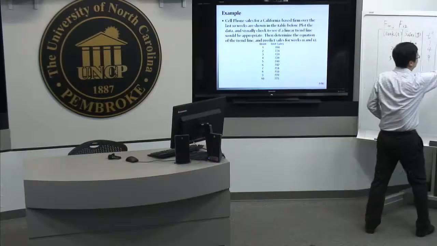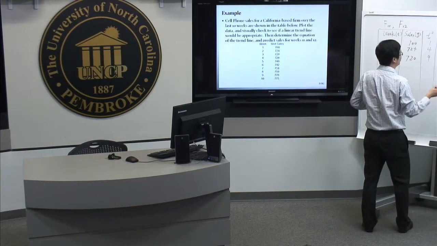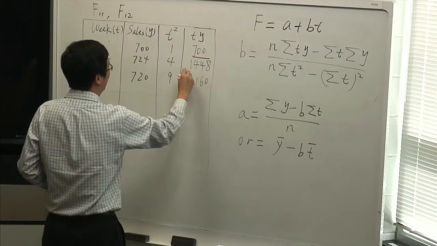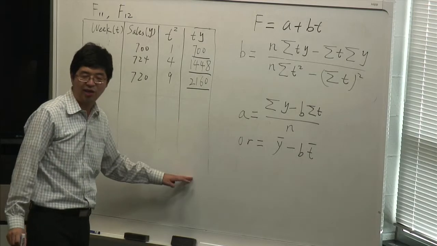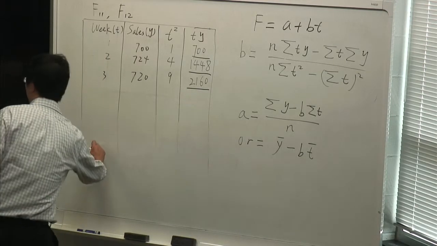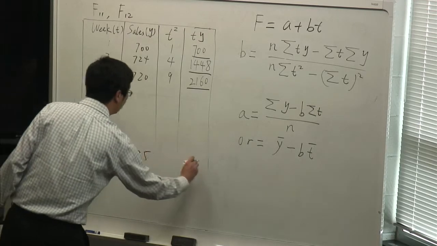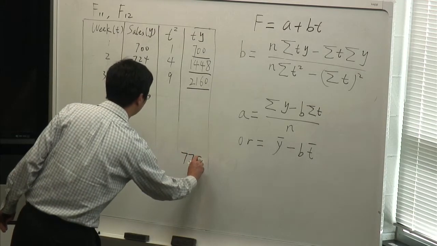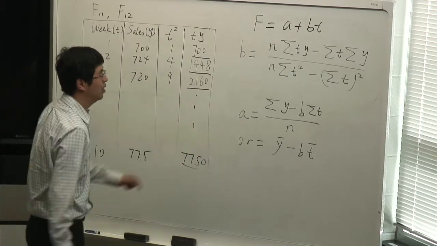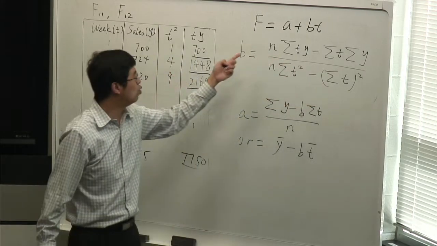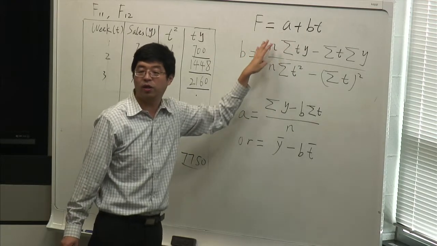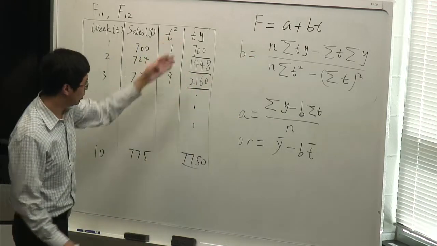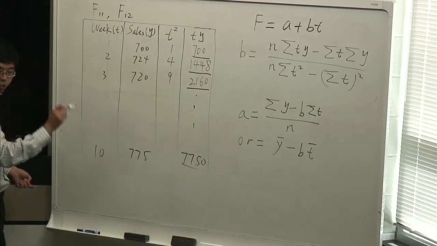So we have to sum together ty, which means 700 plus 1448 plus 2160 until period 10. Add them together, period 10 as well, so 775, which is 7750. So add these 10 numbers together, that's your summation ty. You multiply by n, which is 10. That finishes your first term. It's clear, everybody?